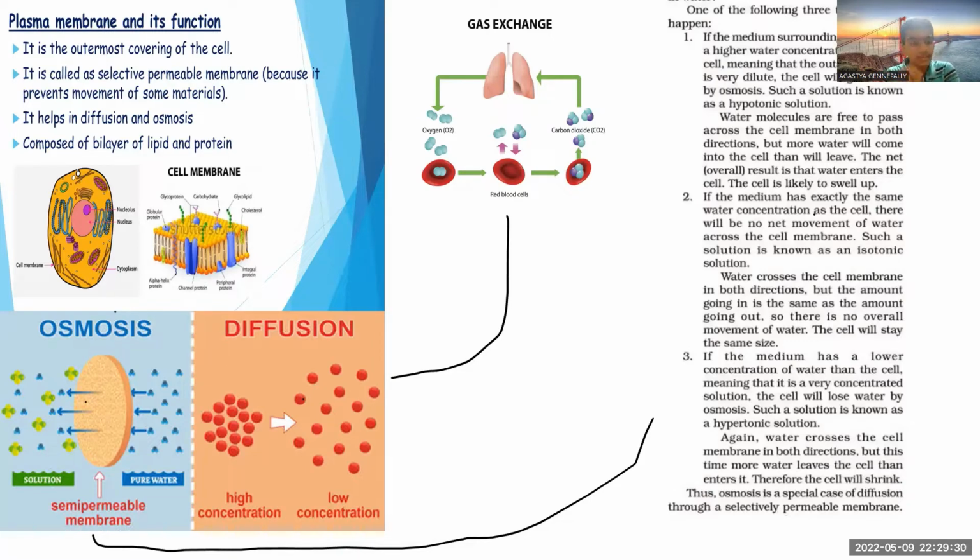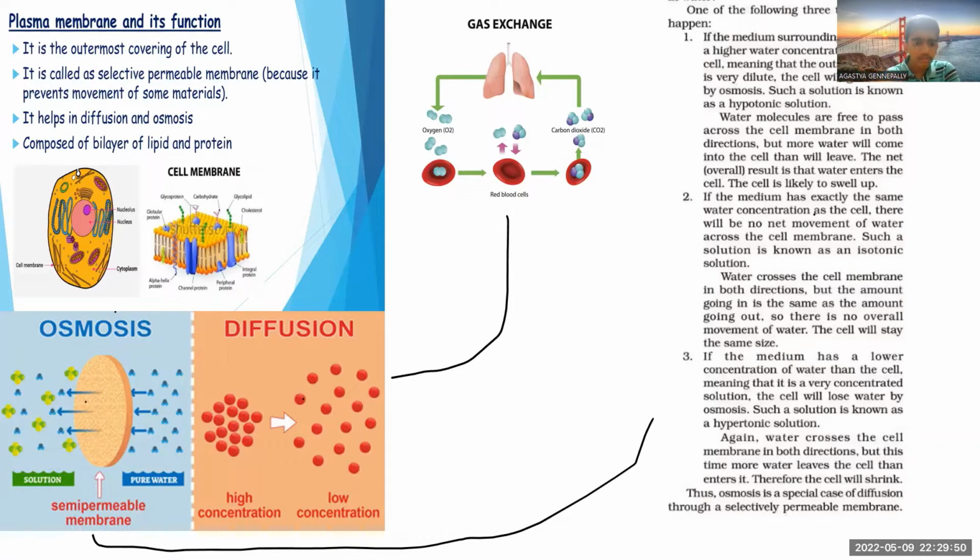It also helps in processes like diffusion and osmosis. We're going to learn about that now. And it is also composed of a bilayer of lipids and proteins. Now, you'll ask me how these lipids and proteins are made. How are these synthesized? We're going to learn about that in the cell organelles part when we go through cytoplasm.